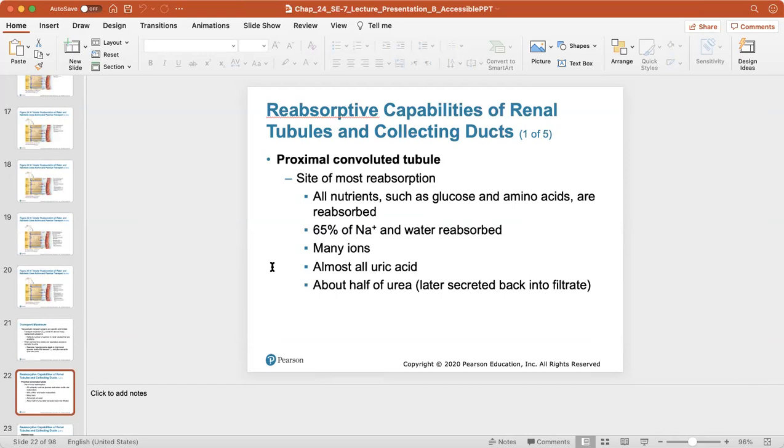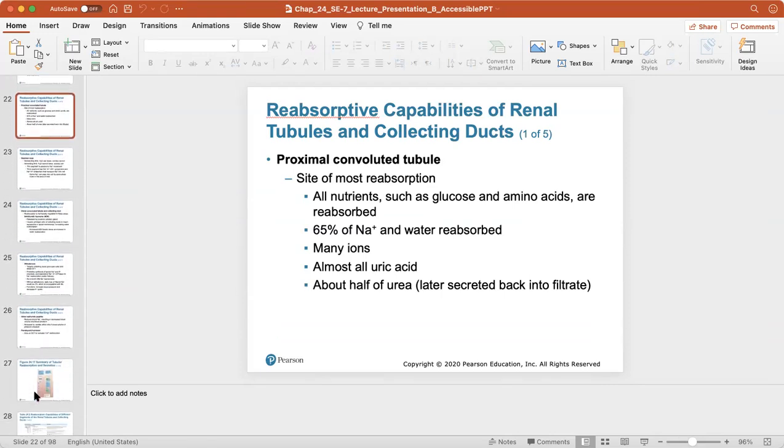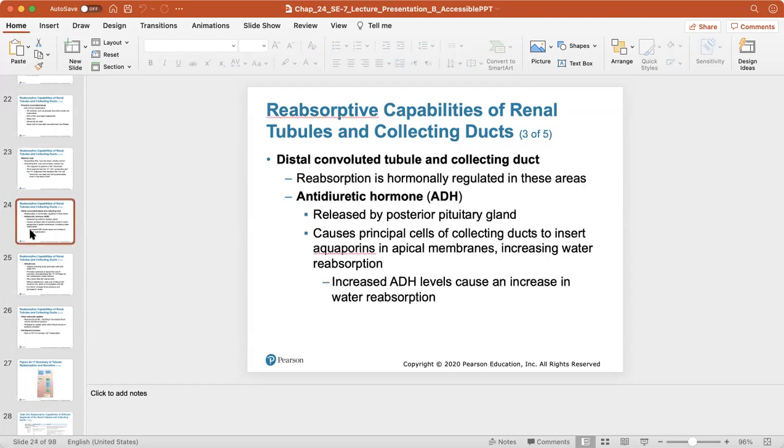capabilities of the renal tubules and collecting ducts: the proximal convoluted tubule is the site of most reabsorption. So all nutrients, glucose, and amino acids are reabsorbed here. About 65% of sodium and water is reabsorbed, most ions, almost all of the uric acid, and about half of the urea, which will actually be later secreted back into the filtrate. Then in our nephron loop, we have a descending limb where water can still continue to leave but solutes cannot, and the ascending limb where water cannot leave and solutes can. There's a thin and thick segment that's passive to different sodiums as well.